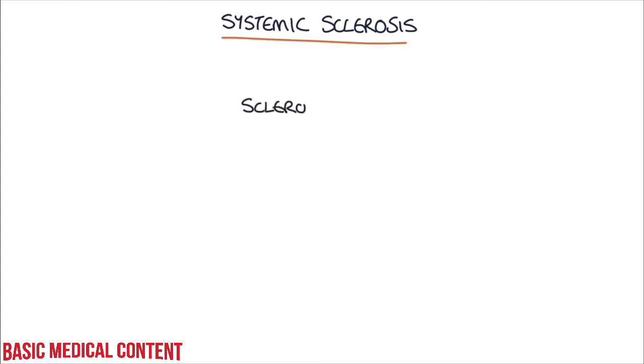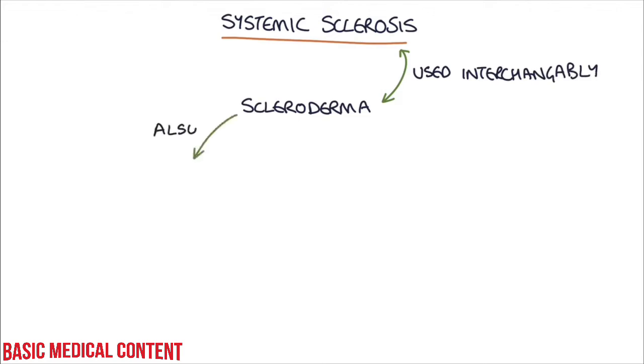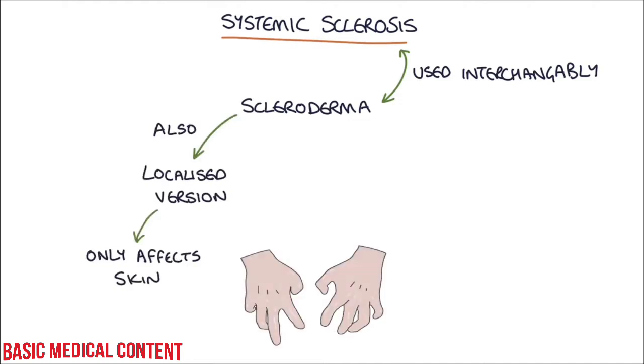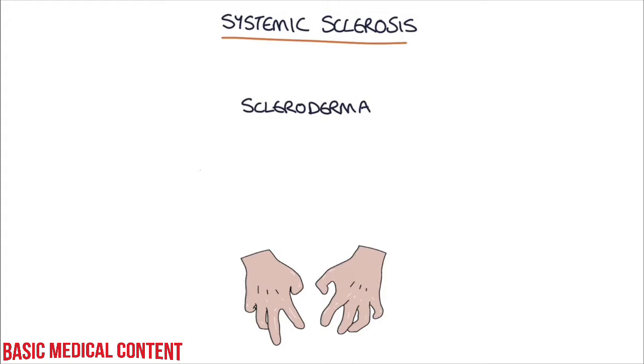In this video, I'm going to be going through systemic sclerosis. The terms systemic sclerosis and scleroderma are often used interchangeably. Most patients who have scleroderma have systemic sclerosis. However, there is a localized version of scleroderma that only affects the skin and is not technically systemic sclerosis. Scleroderma translates directly to hardening of the skin.